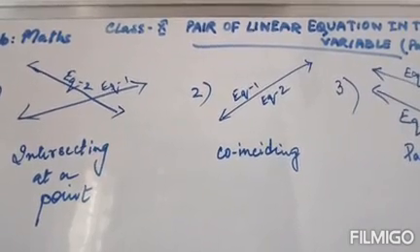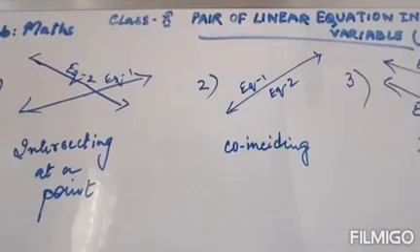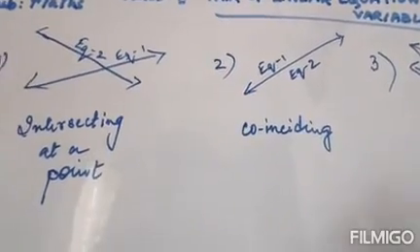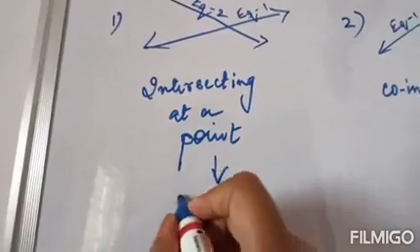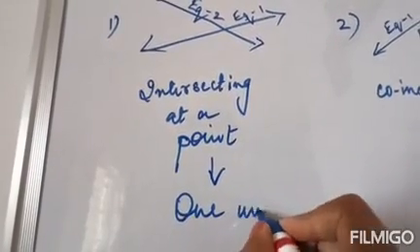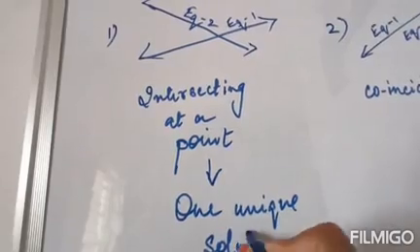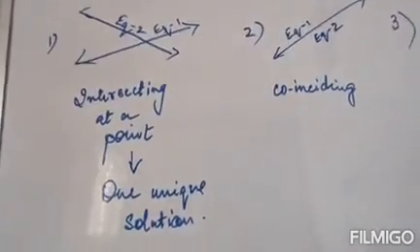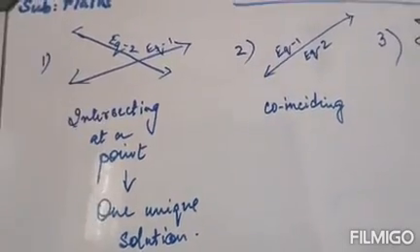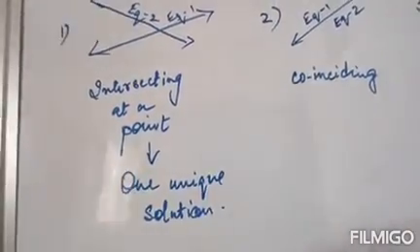So when we have this type of observation, we generally categorize them as: this type of graph will have one unique solution. By solving the equations graphically or algebraically also, you will have only one unique solution.